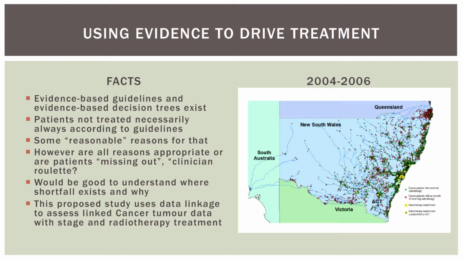The map on the right-hand side shows a study that we have previously done using data from 2004 to 2006, which highlights individual patients who did or did not receive radiotherapy and had a diagnosis of cancer. The green dots indicate patients who have had a cancer diagnosis and received radiotherapy. The red dots are those that had cancer and did not receive radiotherapy. Ignore the red dots near the borders. That's probably because they were treated in the adjacent state, so those patients were excluded.